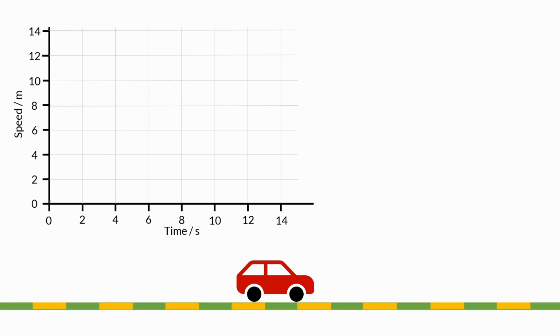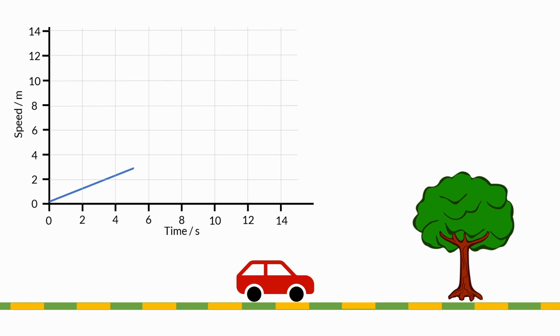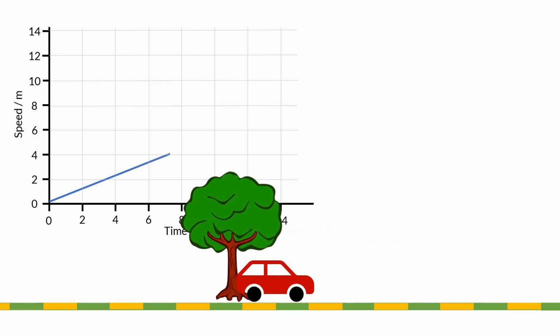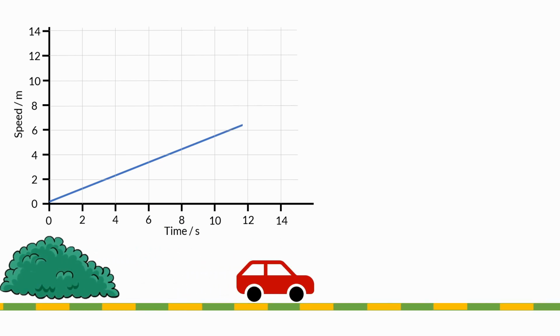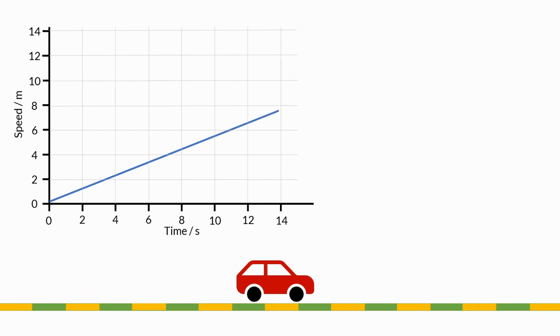But as we know, objects don't always travel at a steady speed. What's happening here? Our car starts off very slowly and picks up speed. It's accelerating. So it started off not moving and then gets faster and faster and faster, and the graph represents that with a straight line at an angle.